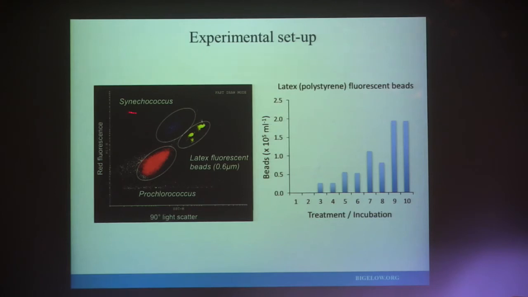If you look at a flow cytometric plot, here's the 90 degree light scatter versus red fluorescence. You can pick out the Prochlorococcus population, Synechococcus, and then these are the latex beads that we were using as surrogate prey. You can see there are different populations of latex beads, where they've doubled up or tripled up. But if you do the count, that's only 1 or 2% of the total population of latex beads. And we generally did 10 incubations where we added different amounts of these polystyrene fluorescent beads to a liter of water.